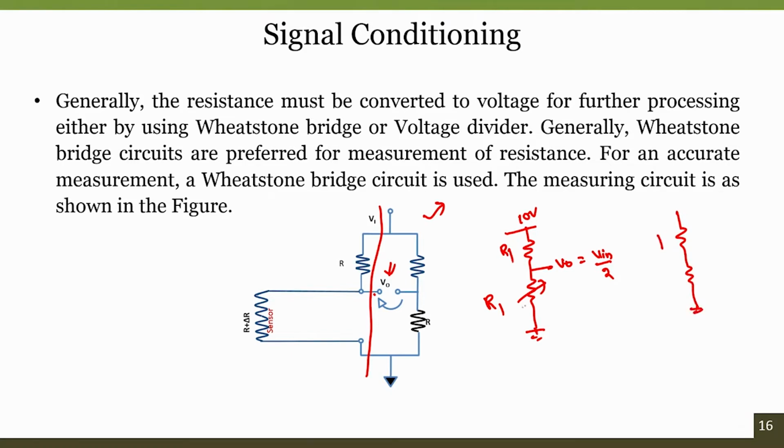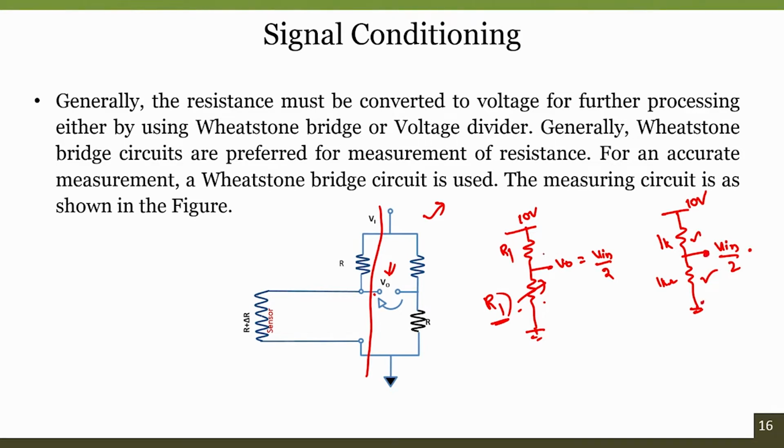In the first pair, this is an unknown resistance which we have to find out, whereas in the other case both resistances are fixed. This is also 10 volts, the same voltage we are using here, and it will always be Vin by 2. Here the output voltage depends upon R1, the sensor, but in the other case, since both resistances are fixed, it is Vin by 2. This output voltage is also measured with respect to the ground.